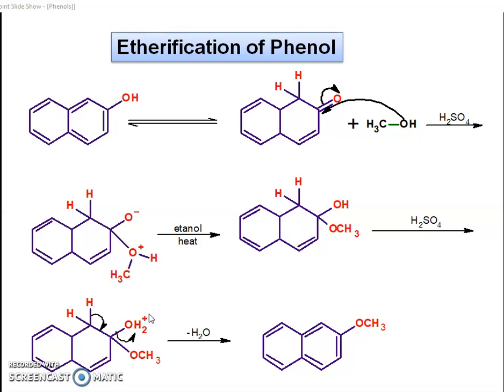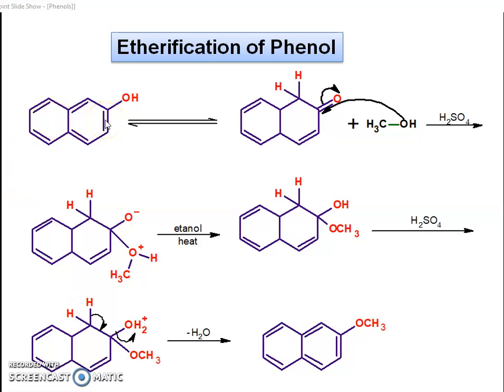We know that the role of H2SO4 is as a dehydrating agent, and therefore H2SO4 is used for the removal of water molecules. Dehydrating means removal of water molecules, to get the corresponding etherification of the phenol. So these three steps are used to etherify this beta naphthol.